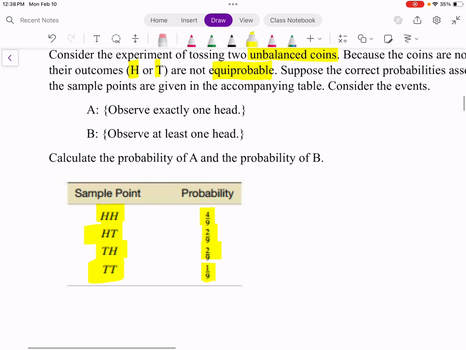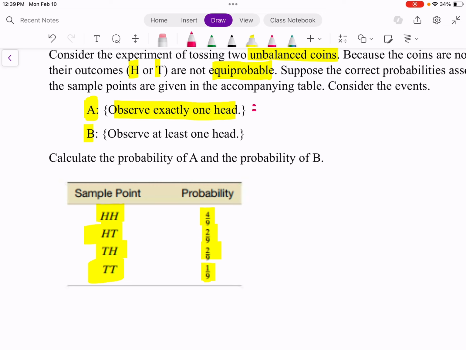Okay, we have the 2 events. So we have events A and B. Our event A is observe exactly 1 head. Now this is an event. We have to collect the sample points for each event, and once we collect the sample points, it's going to be easier for us to find the probability.